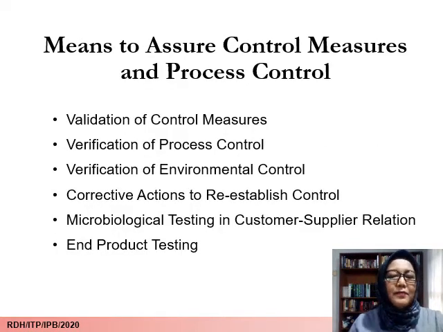These are several means to assure control measures and process control: validation of control measures, verification of process control, verification of environmental control, corrective actions to re-establish control, microbiological testing in customer-supplier relations, and end product testing.